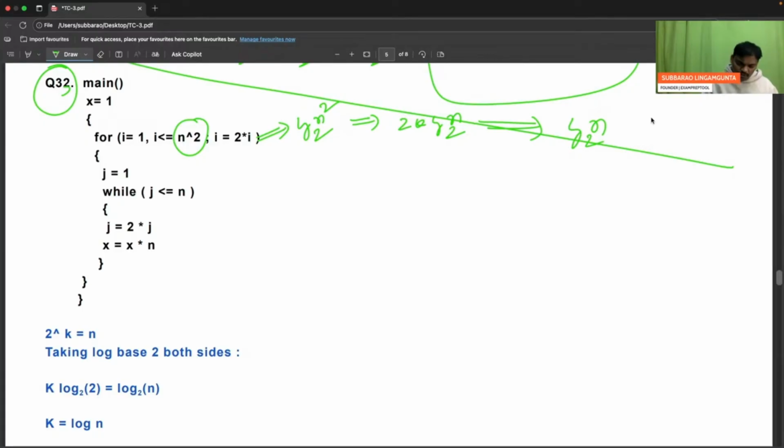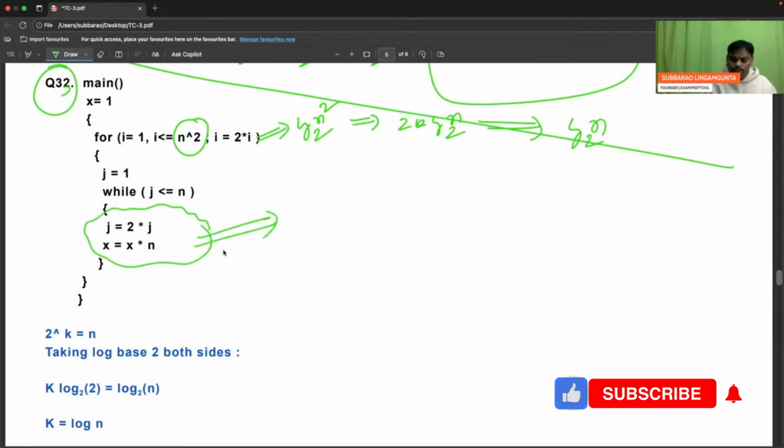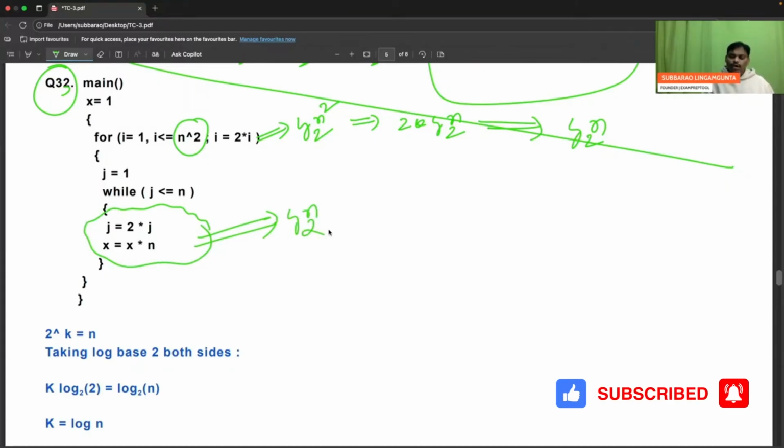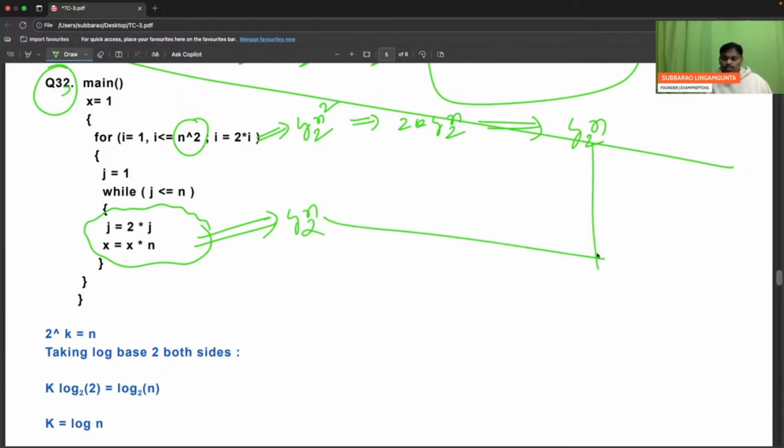Can you see the second loop? If you observe, the second loop is also always into 2, j is equal to 2 into j. It is also log n base 2. So the inner is also log n base 2, the outer also. Log n base 2 into log n base 2, I think log n base 2 whole square.